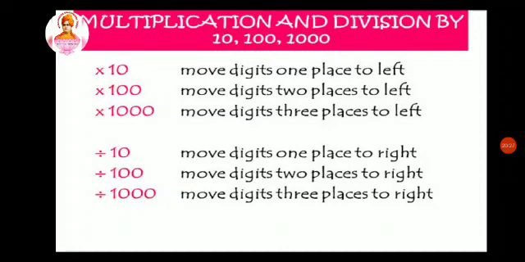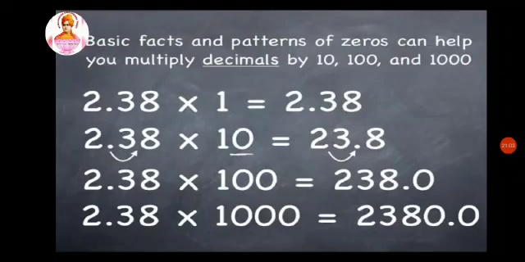If you divide by 10, the decimal point will move one place to the right. So when you do multiplication, the decimal point will move towards the left side. If you do division, the decimal point will move towards the right side. If it is 10, one digit it will move. If you divide by 100, then it can move two places to the right. If you divide by 1000, the decimal point will move three places to the right. Let's see with examples.